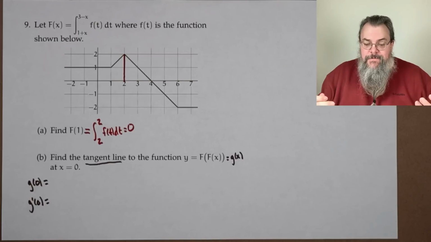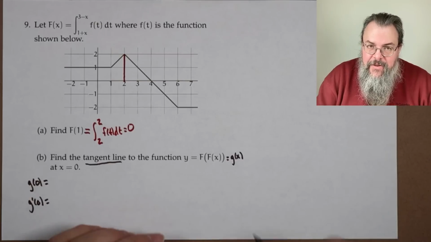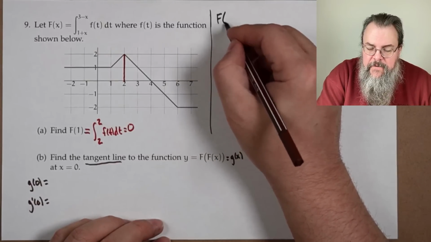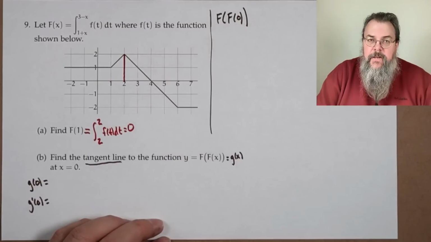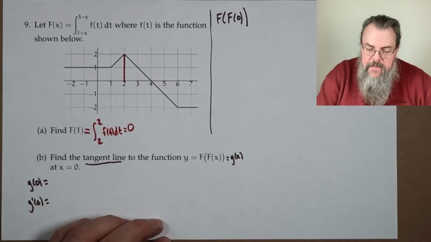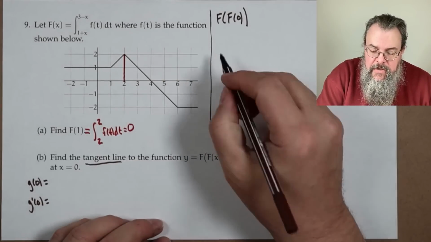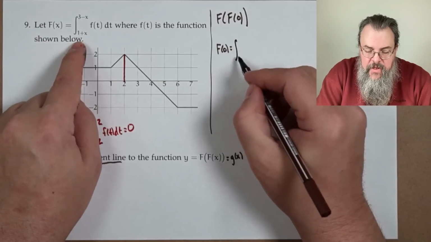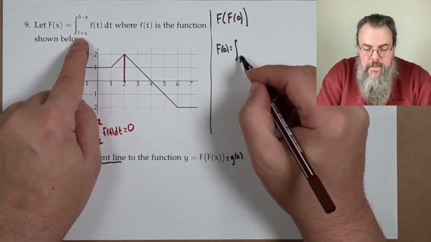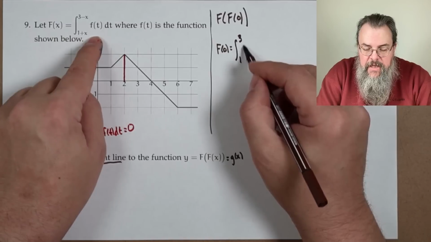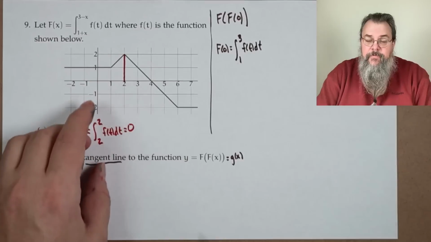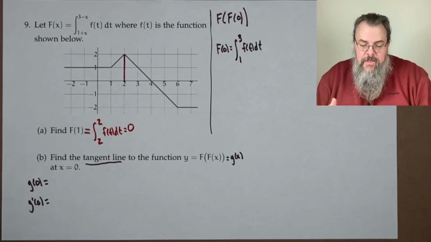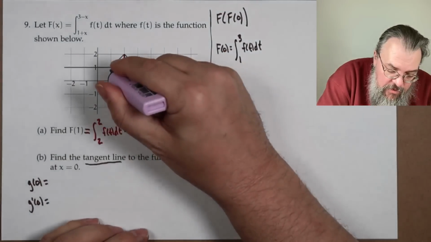Well, let's start with plugging in 0. Okay, so let's start up here. What is F of 0? Well, to answer that, let's start by talking about F of 0. So F of 0 would be the integral from 1 up to 3 of f of t dt. All right, so we can look at this and we have the picture. So 1 to 3. So let's mark this.